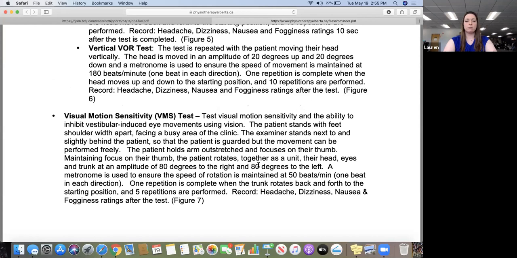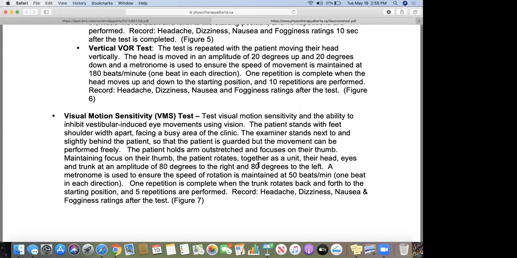The reason that can be very provoking, even for someone who doesn't have a concussion but has an impaired vestibular system, is that you are keeping the eyes focused on the thumb, but you see everything moving in the background, which is very tough for the brain to process. Any questions on the BOMS?